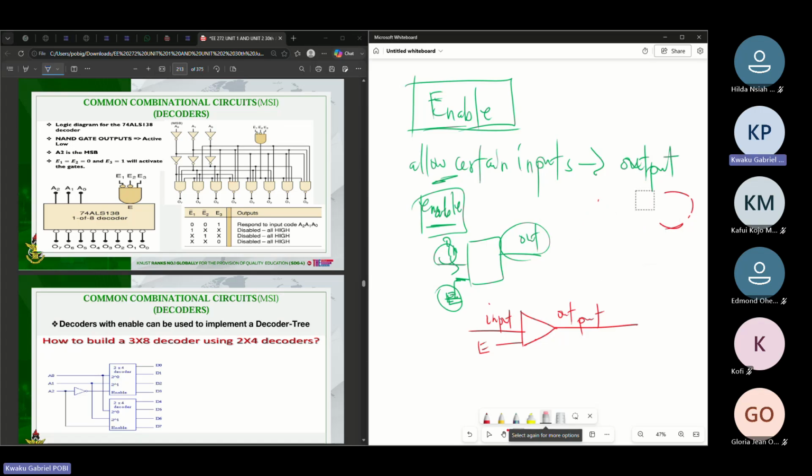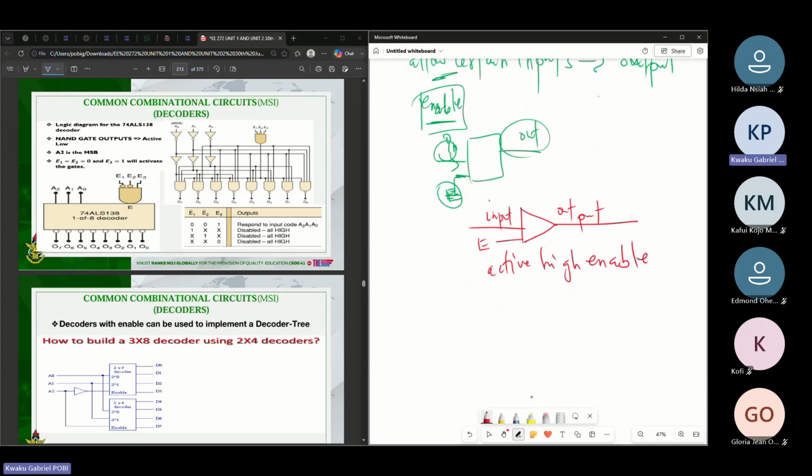So in this case, we call it active high enable. And in a case where you would have something like this, we call it active low enable. So note these two. Here we represent it as E bar because it's only when your E is 0, your enable is 0, that you would be able to activate this system, or this buffer, for you to transmit your input to the output side. So we call this representation active low enable. And the first one is active high. So here E has to be 1 before you'll be able to activate the system, or send whatever is at the input side to the output side.